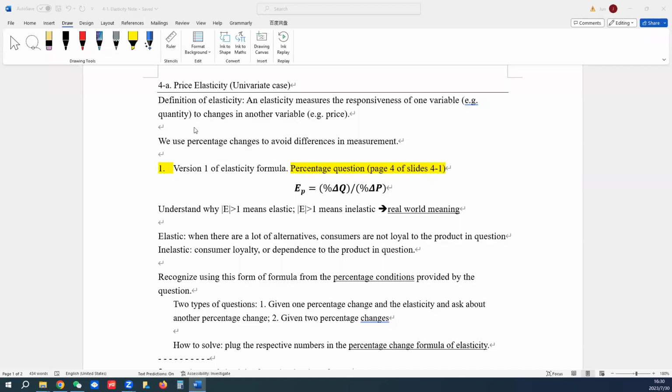Here, let's study price elasticity. So here, definition of elasticity. Elasticity measures the responsiveness of one variable, which is usually considered as the independent variable, to change in another variable, which is the consequence, namely the dependent variable. So we use percentage changes to avoid difference in measurement. What does that mean? Let's look at this example.